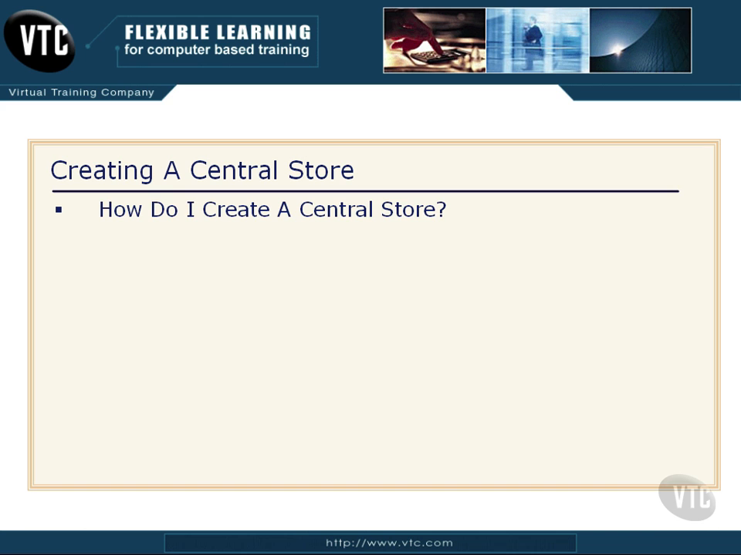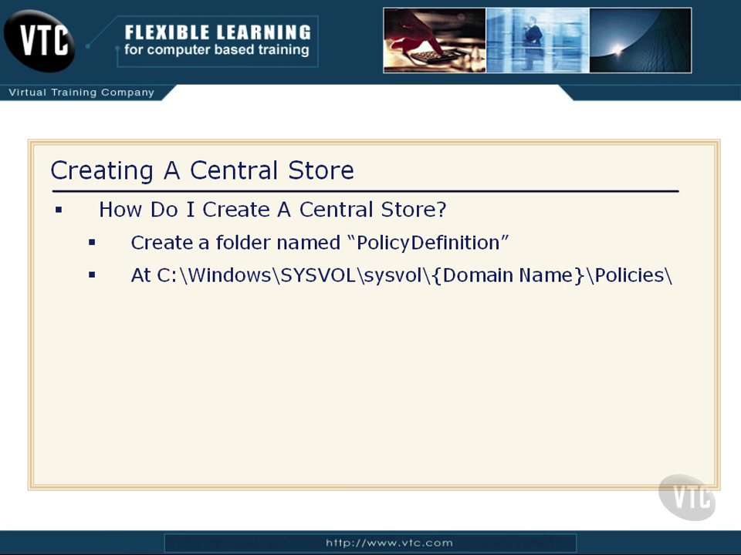Now, how do I create a central store? It's very, very simple. You're going to create a folder named PolicyDefinitions, and it has to be just like that: PolicyDefinitions, one word spelled that way. And you're going to put it at this location on the C drive, in the Windows folder, the sysvol folder, then the lowercase sysvol folder. Then you will put the name of the domain that you're creating the central store for, /policies, and this is your new central store.